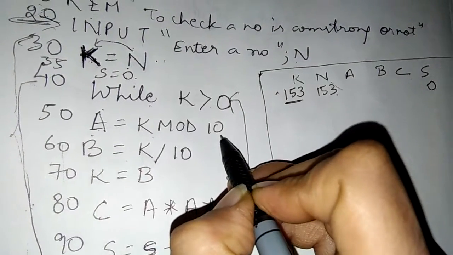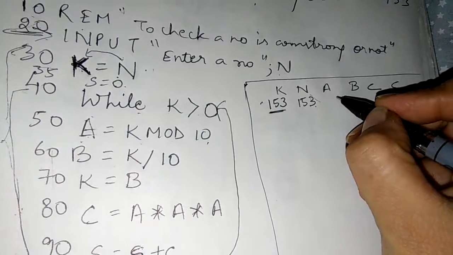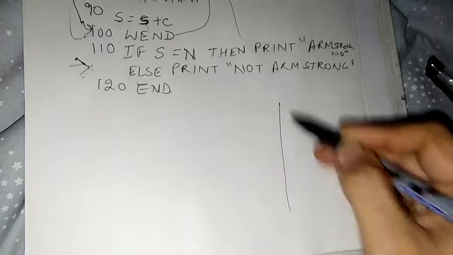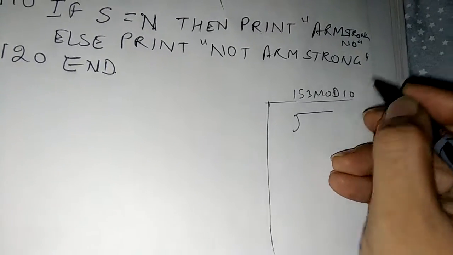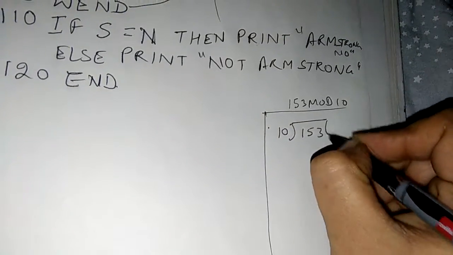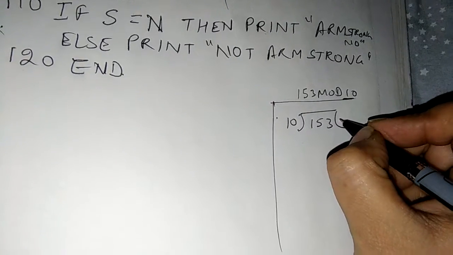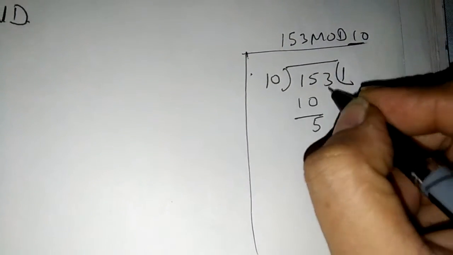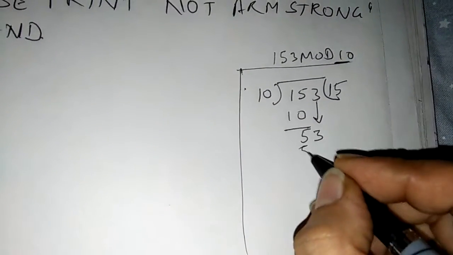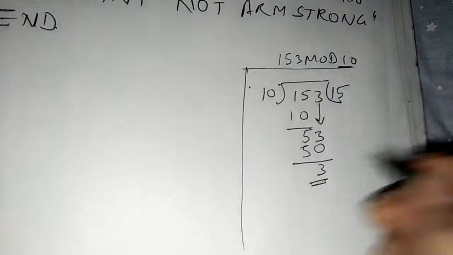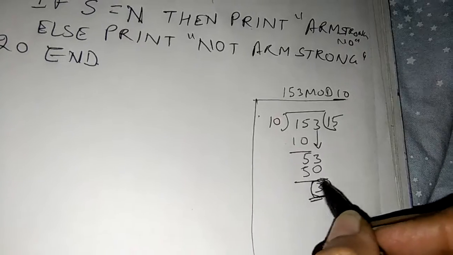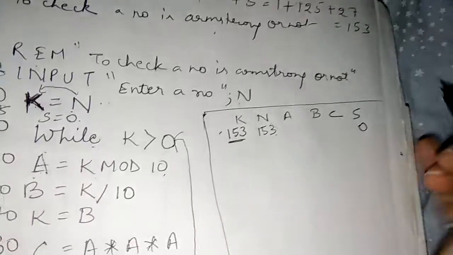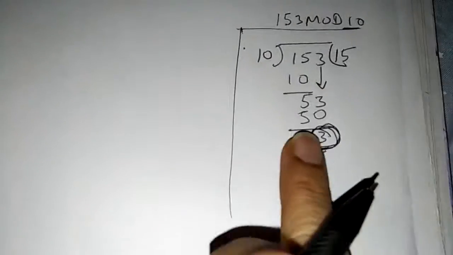A will have k mod 10. Now what is k mod 10? 153 mod 10. After dividing 153 by 10, what is the remainder? If you have not seen my previous videos, I am doing it as rough work for you. 153 mod 10 means dividing 153 by 10, that is, the divisor is 10 and the number is 153. 10 ones are 10, 5 remaining, 3 will be copied, 10 fives are 50, 3 is remaining. This is the remainder. The remainder is not 0, that is, it is not fully divisible. Something remains, that is the remainder, and that is 3. So 153 mod 10 will be equal to 3 as calculated here.